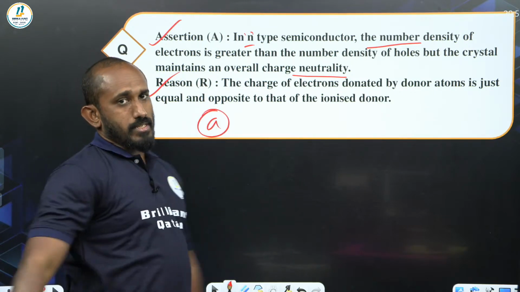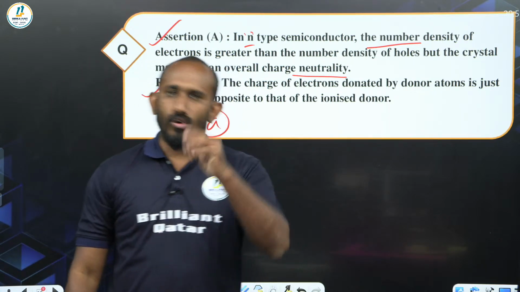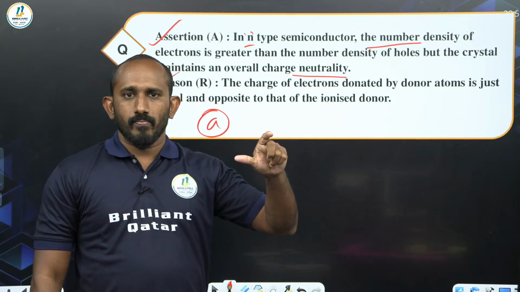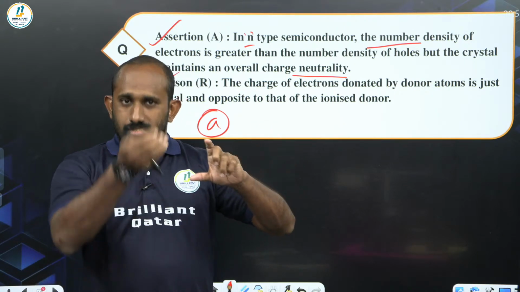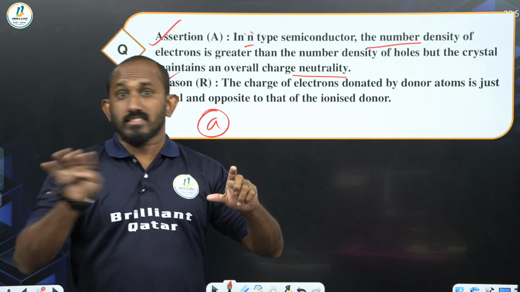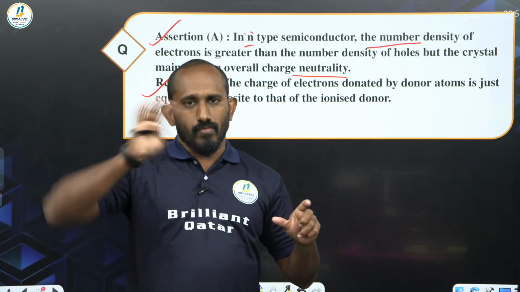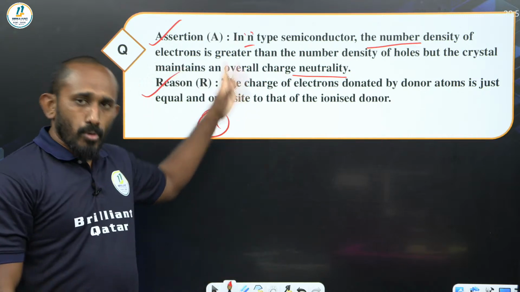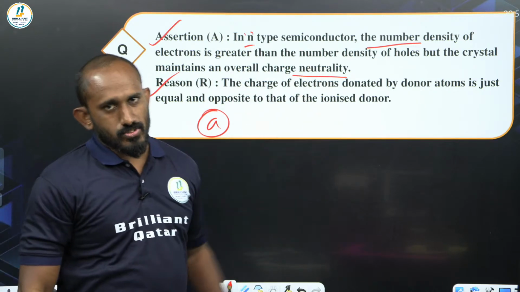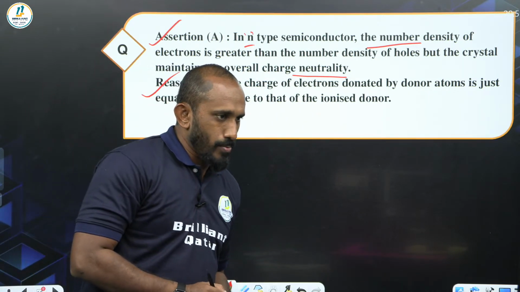In these assertion-reason type questions, we have 4 options. First, both are true and the reason is the correct explanation of the assertion. Second, both are true but the reason is not the correct explanation. Then one is true and another is false, or both are false. So the option here is A: both are correct and the explanation is correct. Okay, very good. Hope you got it.